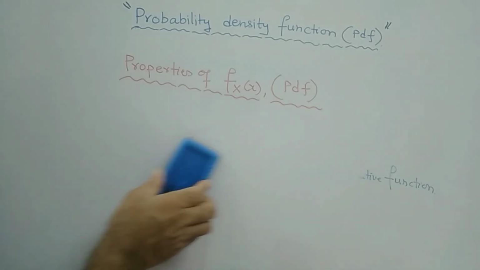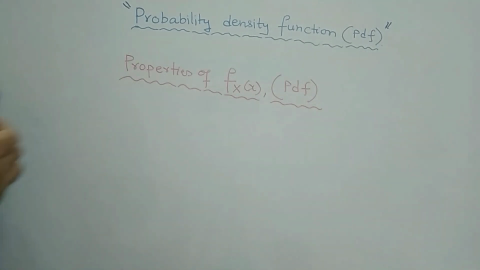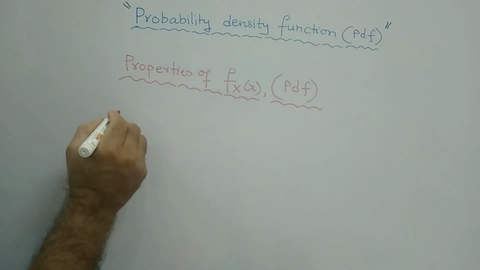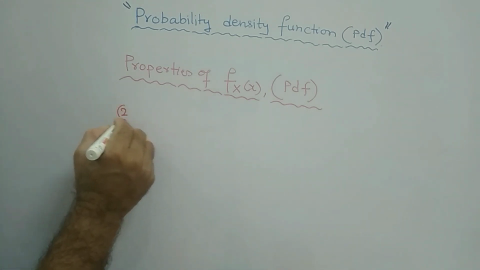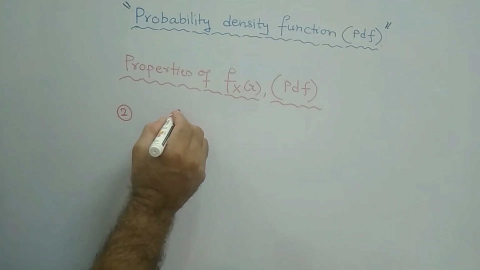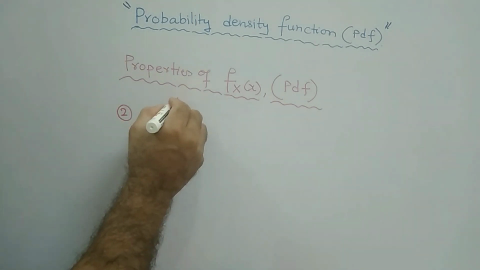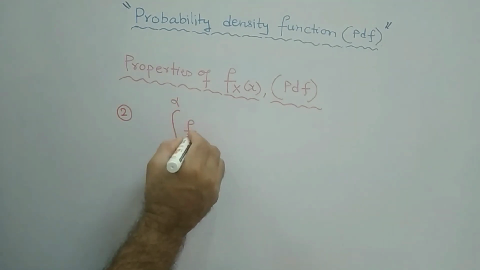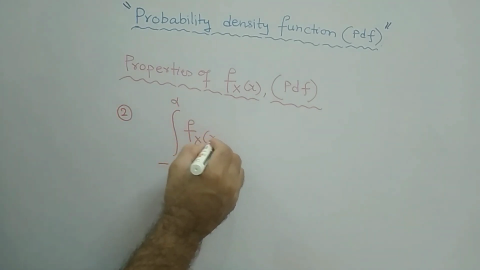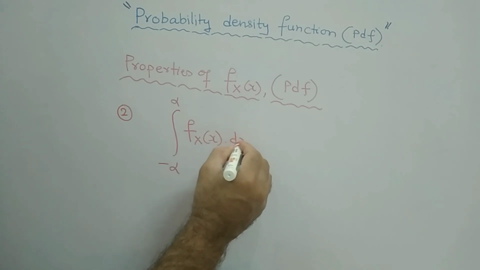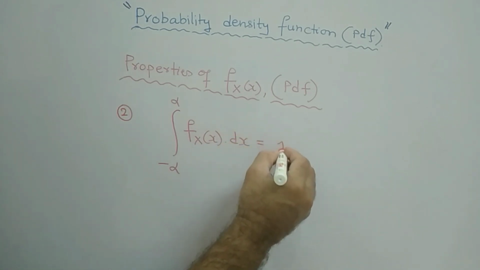Coming to the next property. What is the second property? Let us see. This is another very important property, property number 2. This is nothing but the area under the PDF, that is minus infinity to plus infinity, f of x into dx, equal to 1.